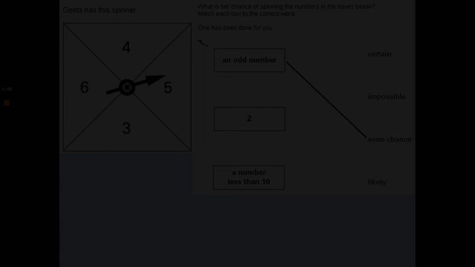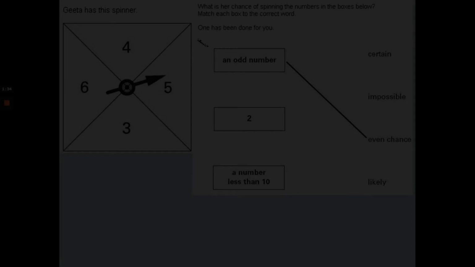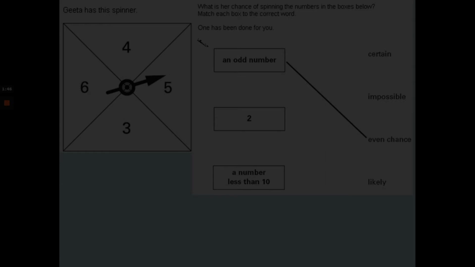So here's just a warm-up question for you. Greta has this spinner. What's her chance of spinning the numbers in the word boxes below? Match each box to the correct word. An odd number is the first one, done for you, which is an even chance. So if you just pause the video, tell me how likely it is for her to spin a 2 and how likely it is for her to spin a number less than 10. I'll give you 1 minute to do that.